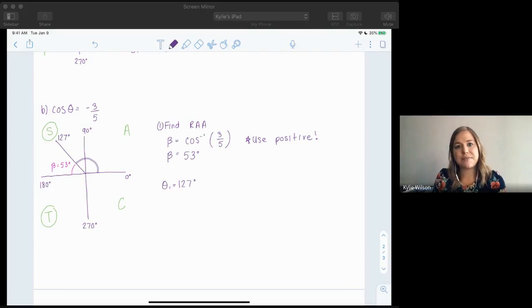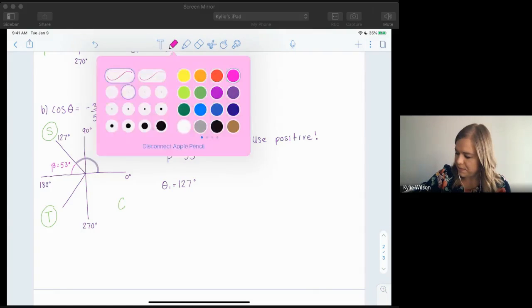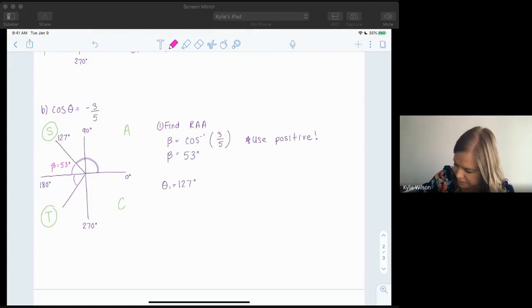And now we need to find our second one, because it could also be living in quadrant 3. So let's draw out our angle. There it is. These aren't going to be exact. I'm just drawing it in quadrant 3 somewhere, so if it's not exact, it's just because we're doing a little sketch. Again, this angle also has a related acute angle of 53 degrees. And remember, we always measure our related acute angle from the x-axis.